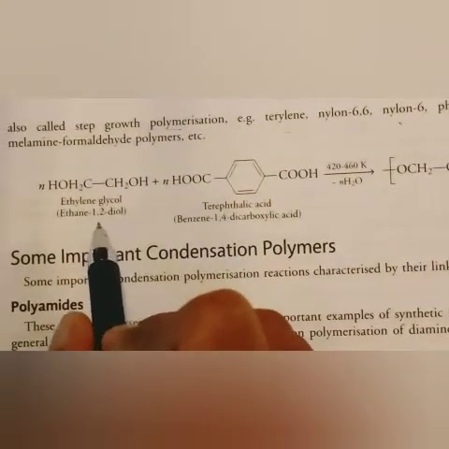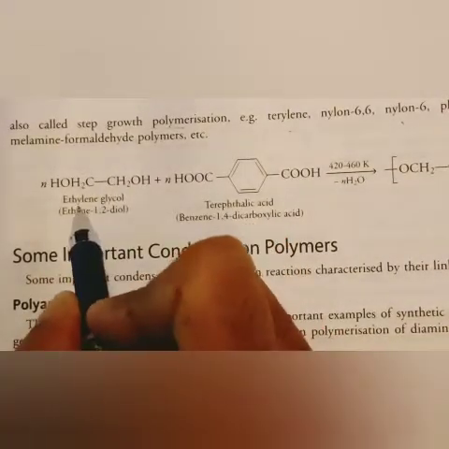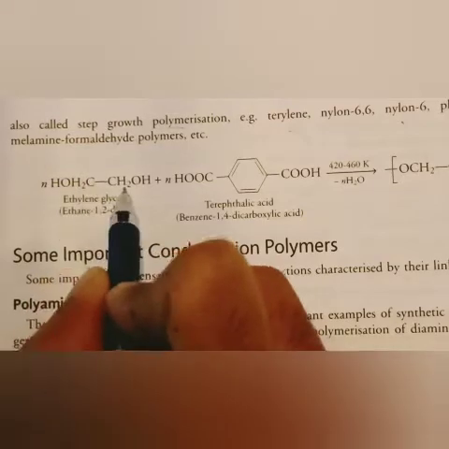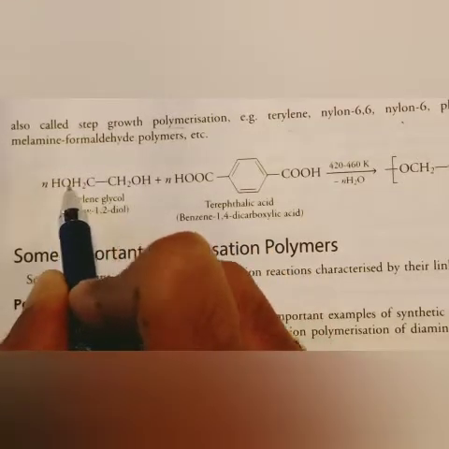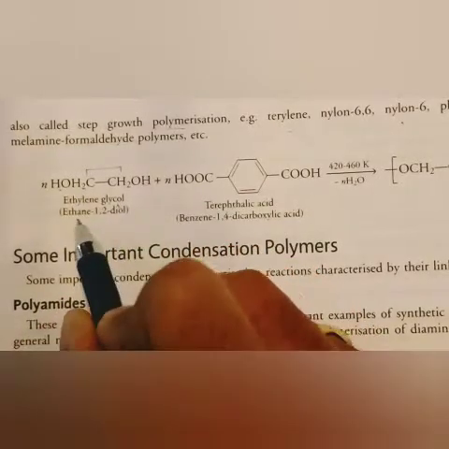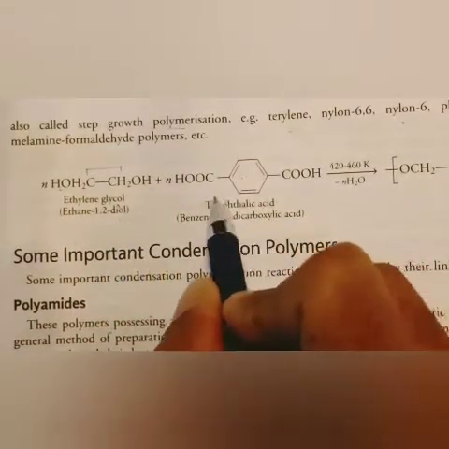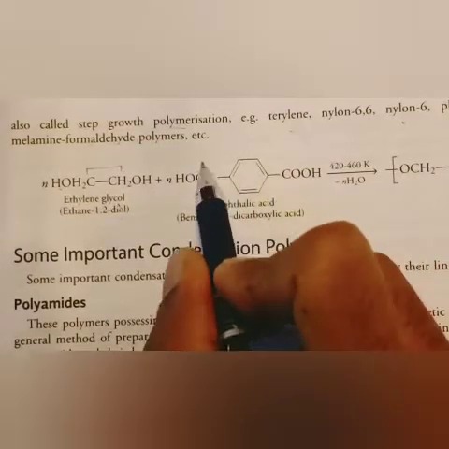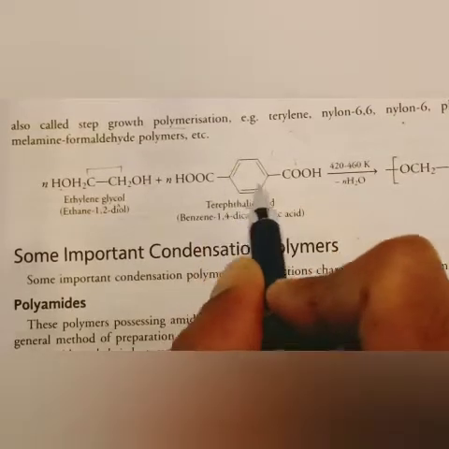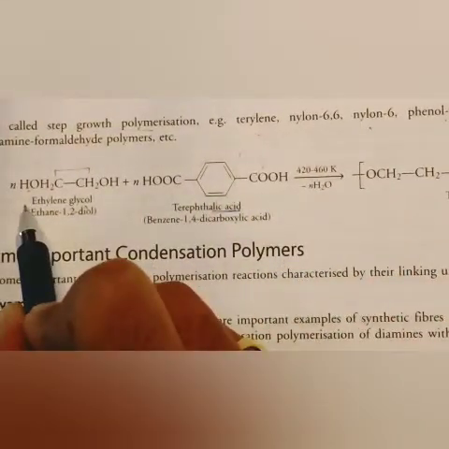We will take one example to form Dacron or Terylene. It is also a fabric. Ethylene glycol, CH2OH, CH2OH, that is ethane 1,2-diol, will react with terephthalic acid. Benzene is in the center with carboxylic acid on both sides. Terephthalic acid, benzene 1,4-dicarboxylic acid, will react with ethylene glycol.